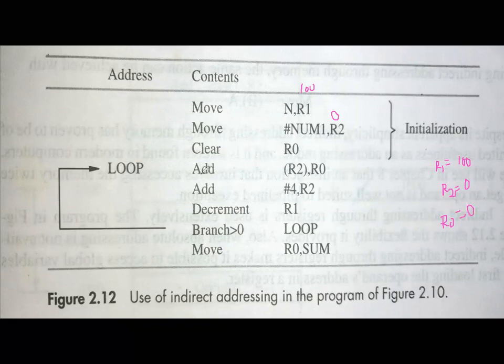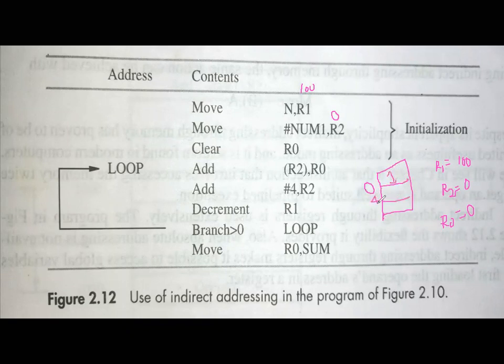Now we'll see how to add the content to R0. So here, ADD R2 within a bracket, comma R0. We are using indirect addressing mode, right? The value of R2 should be considered as an address. What is the value of R2? 0, exactly. 0 should be considered as an address. If I consider 0 as an address, what is the value inside location 0? According to my example, 1.